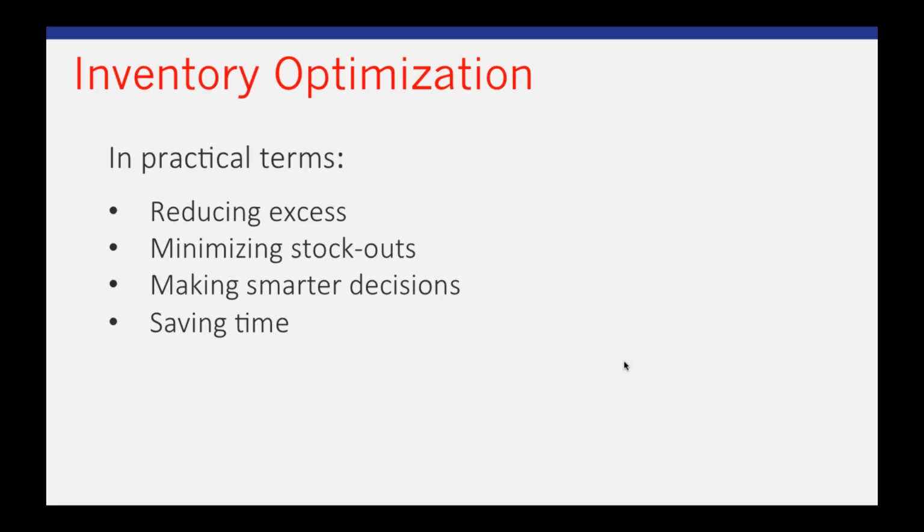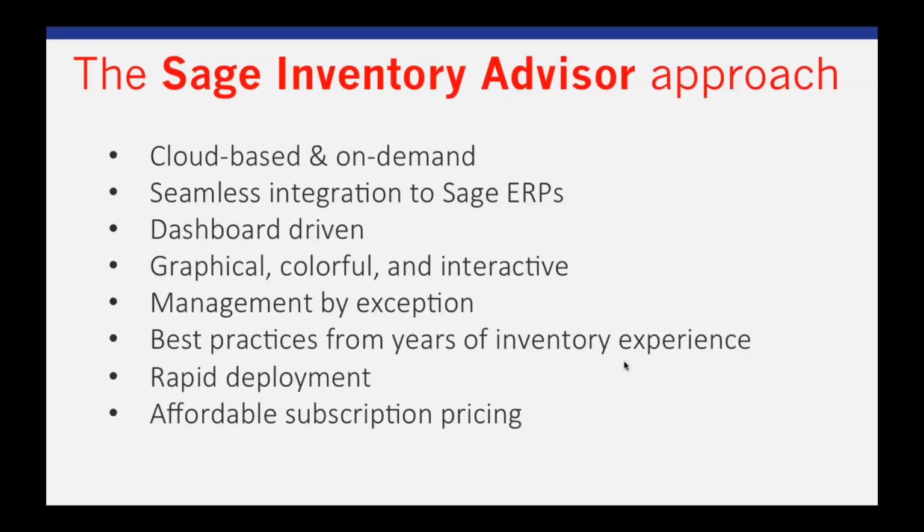So again, in practical terms, inventory optimization, kind of a fancy term, but what it amounts to is I want to reduce my excess inventory. I need to minimize my opportunity to stock out. I want to make smarter buying decisions, and I want to do that very effectively and efficiently, right? I want to do that in a matter of minutes or hours instead of days and weeks, which is what we find in many organizations today. So the Sage Inventory Advisor approach is one that I think warrants your attention.